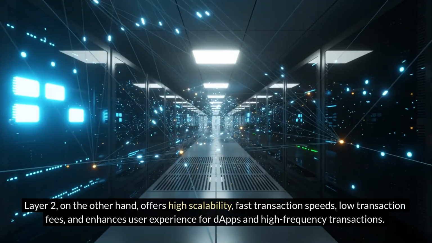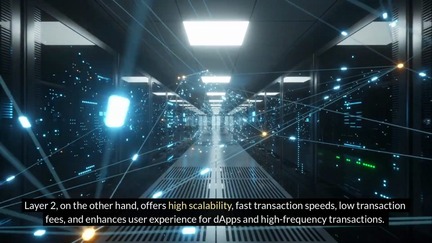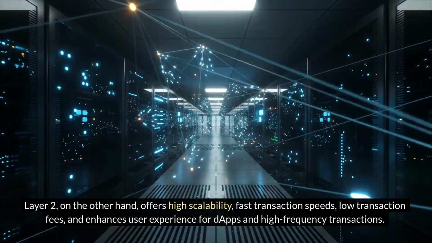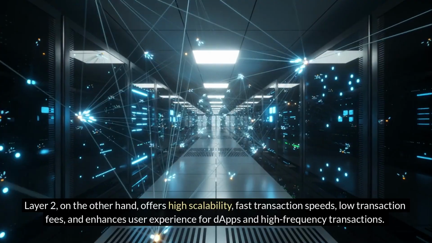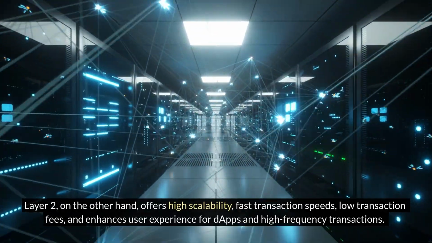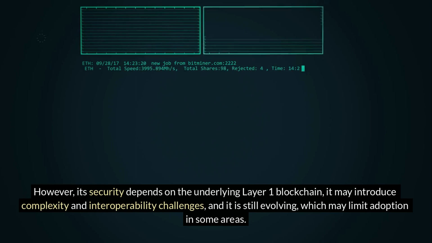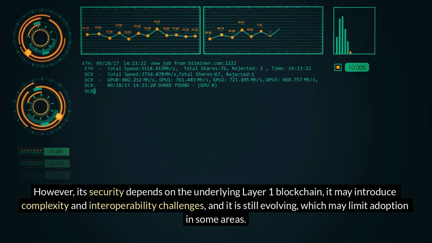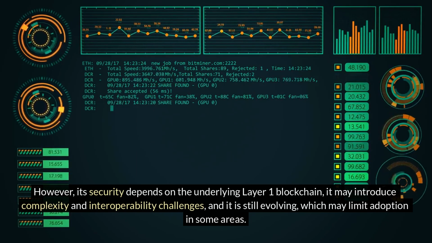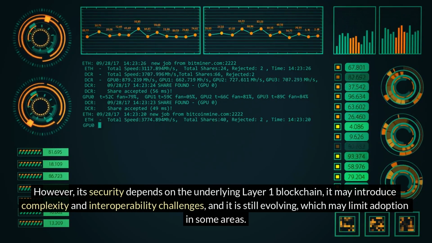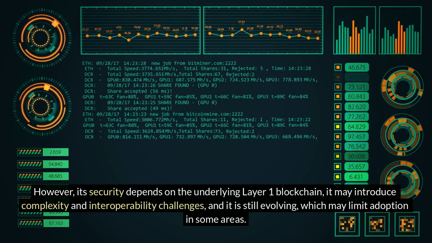Layer 2, on the other hand, offers high scalability, fast transaction speeds, low transaction fees, and enhances user experience for DApps and high-frequency transactions. However, its security depends on the underlying Layer 1 blockchain. It may introduce complexity and interoperability challenges, and it is still evolving, which may limit adoption in some areas.